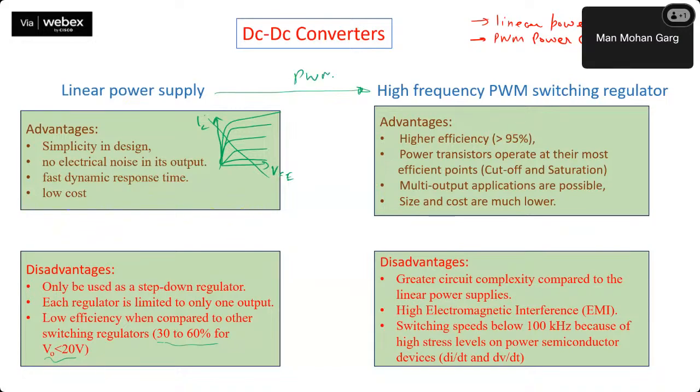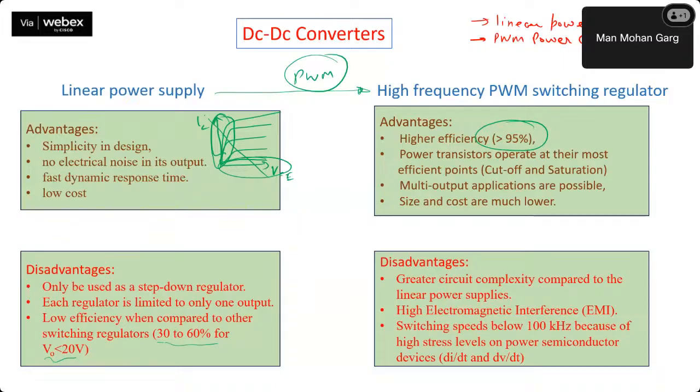In PWM converters, what we have seen is that our converter works in either the saturation region, when it is on, or the cutoff region, when it is off. In the cutoff region, the current through the device is almost zero and there is only voltage. In the saturation region, the voltage across the device is almost zero and there is only current. So the power losses are expected to be very low, and we have seen that the efficiency improves quite significantly.